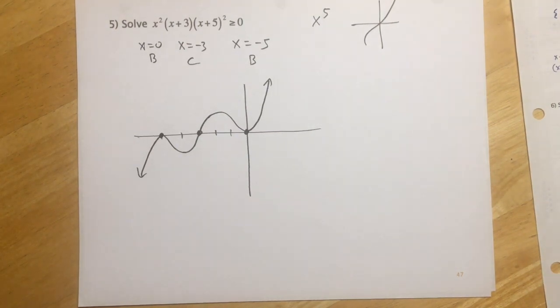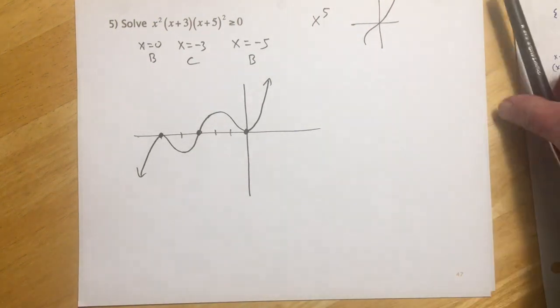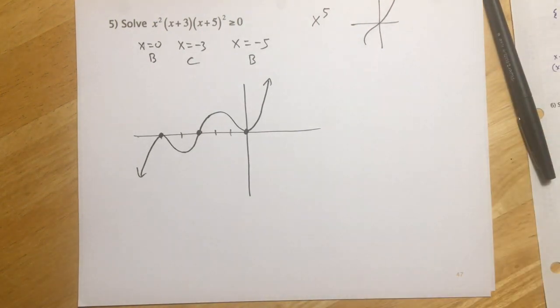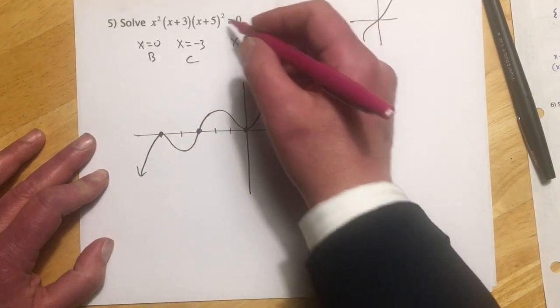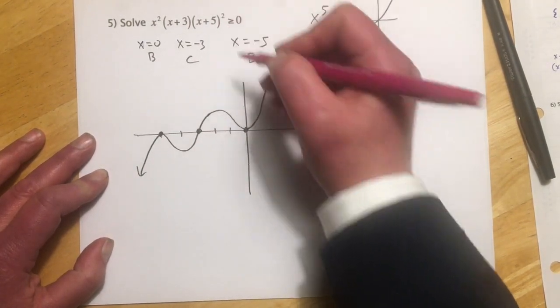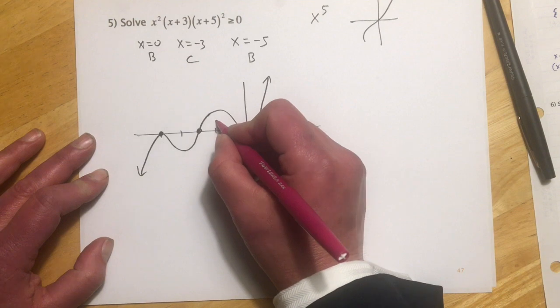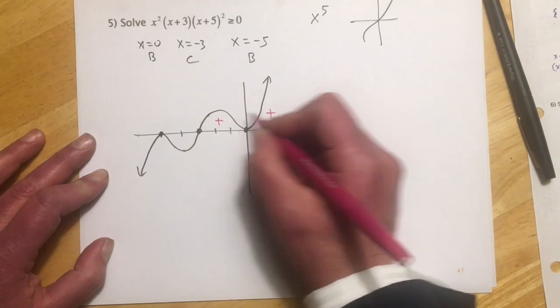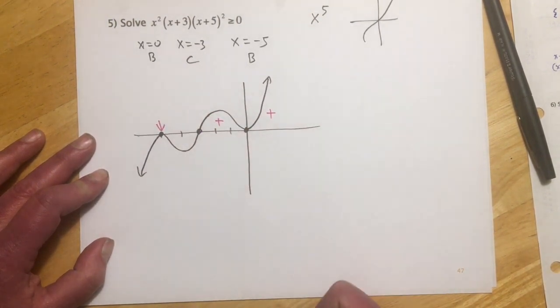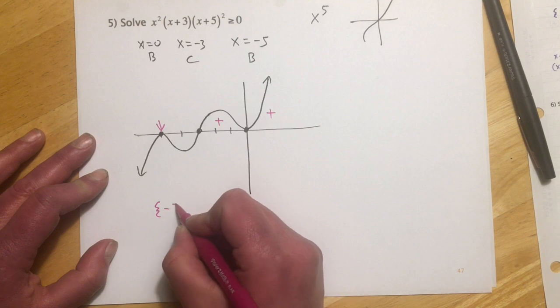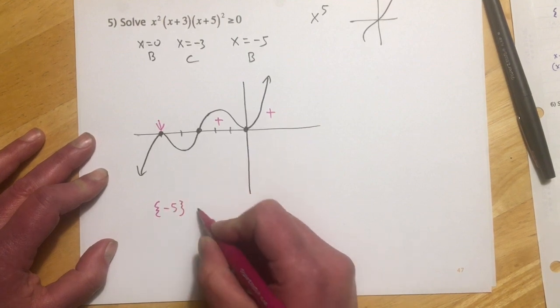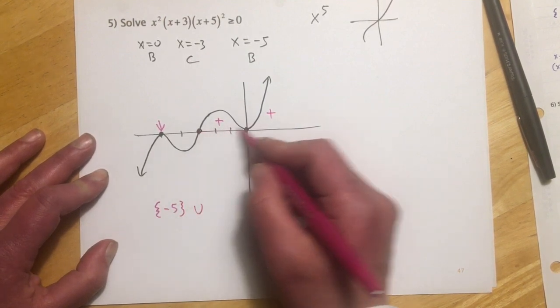And so this time we want the negative regions and the zeros. So that means we want, we want the greater than, my bad. We want the positive regions and the zeros. So we want right here, and right there, because that one is also a 0. So we go -5, and then we're going to union that from -3.